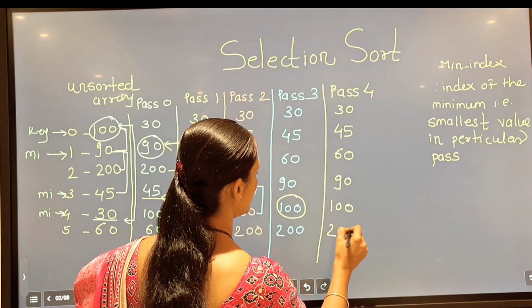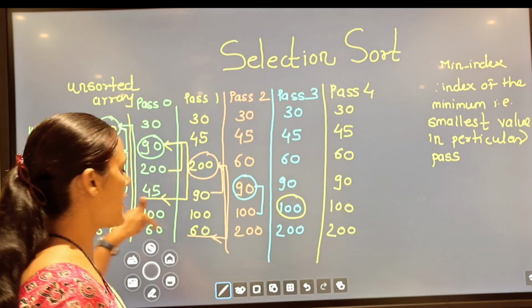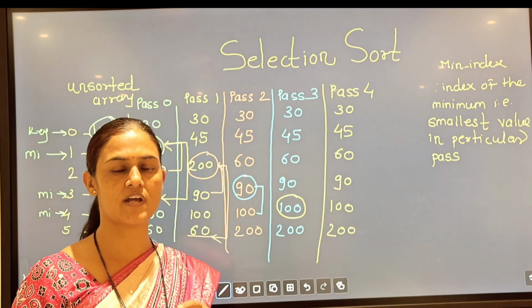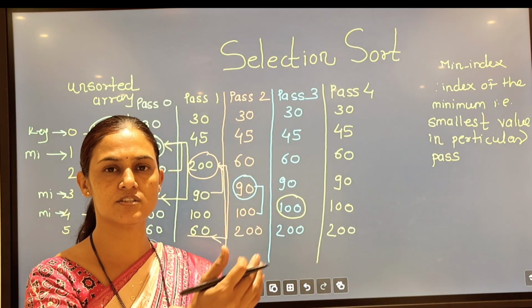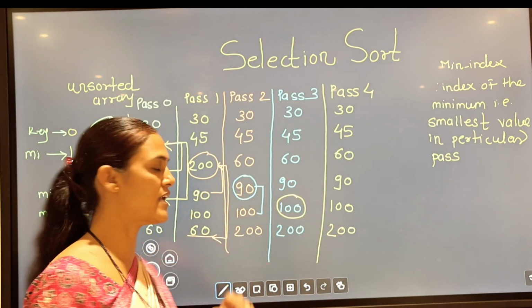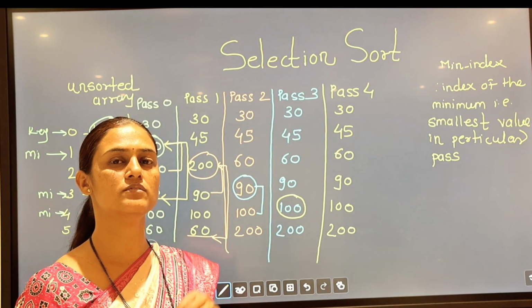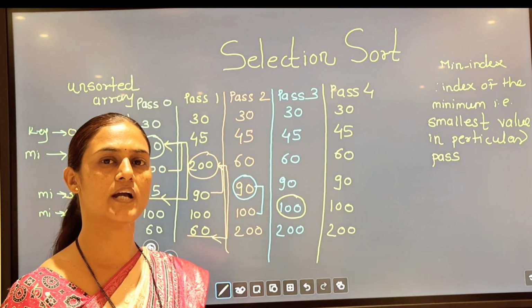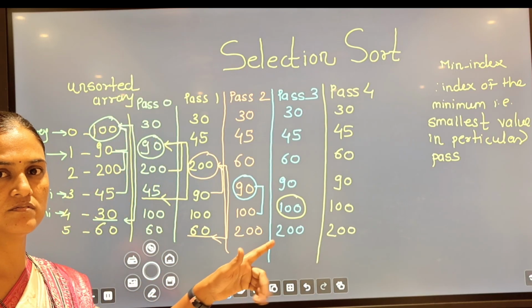So in this way selection sort works. During each pass find the smallest value and exchange it with the corresponding position: pass 0 exchanges with the zeroth value, pass 1 exchanges the smallest value with the first value, pass 2 and so on. So in this way selection sort works.